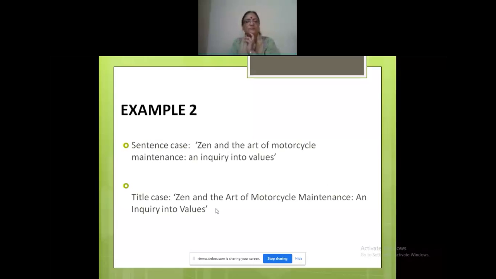Zen and the art of motorcycle maintenance, an inquiry into values. So, Zen and the art of motorcycle maintenance, everything is capitalized in title case, and inquiry into values, this is also all capitalized. So, this is the difference between the sentence case and the title case.